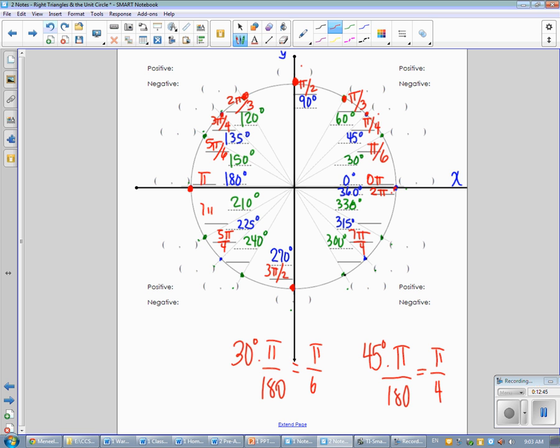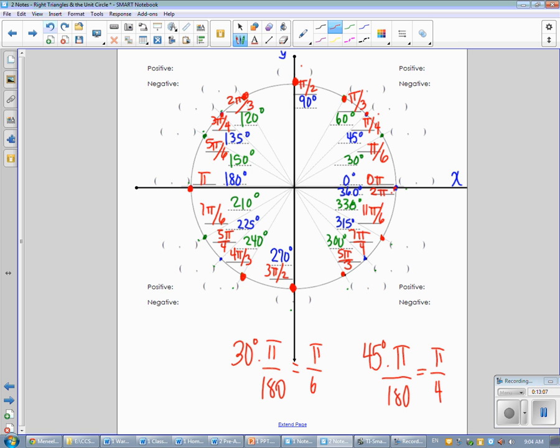This is going to be 7 pi over 6, 8 pi over 6, but 8 pi over 6 is going to reduce to 4 pi over 3. 9 pi over 6 is going to reduce to 3 pi over 2. 10 pi over 6 is going to reduce to 5 pi over 3. And then the last one is going to be 11 pi over 6.